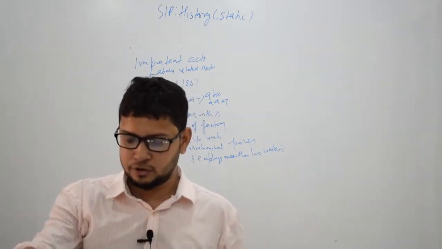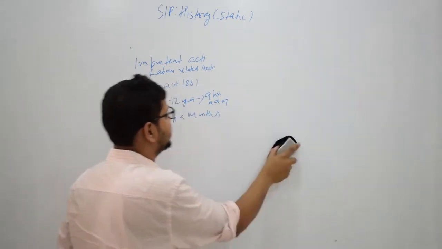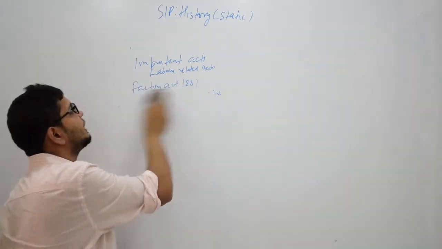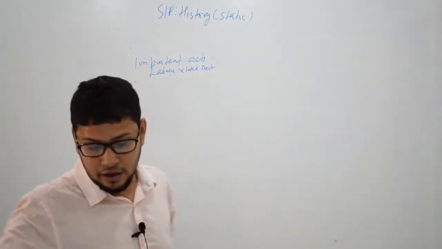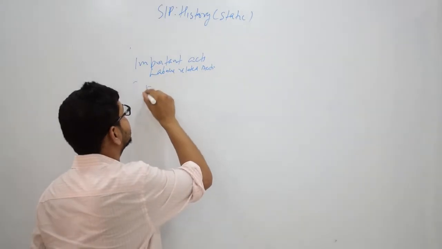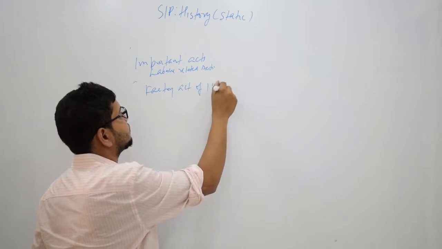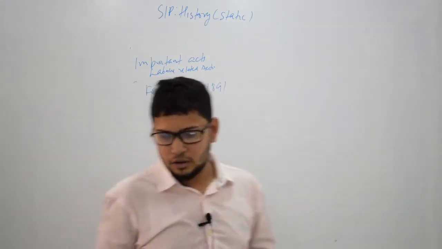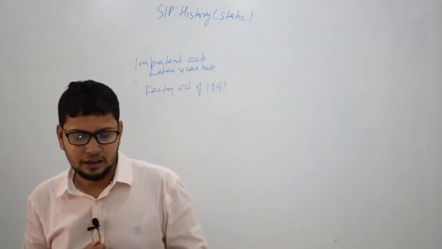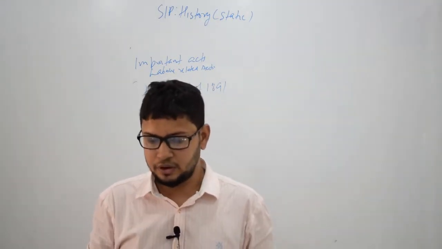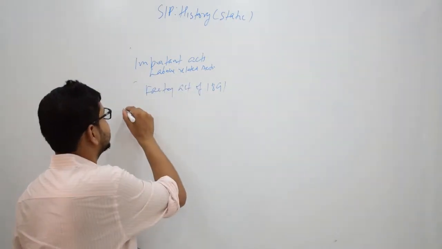So the second Factory Act was passed in 1891. As and when the labor movement in India started and grew in strength, more liberal Factory Acts were passed in India. The Factory Act of 1891 increased the minimum age from 7 to 9 years.